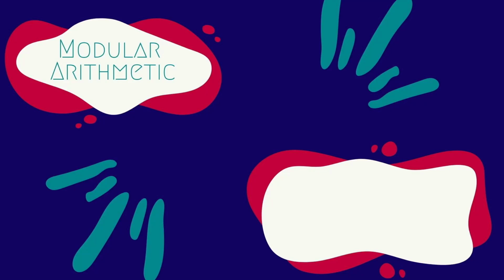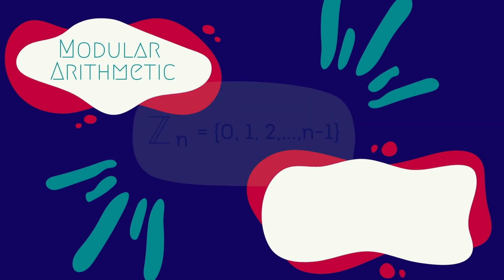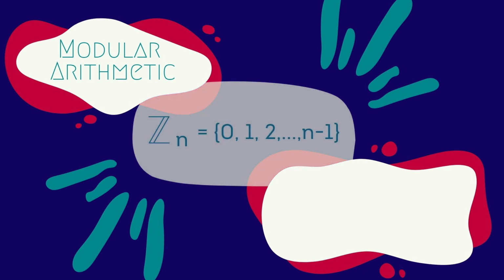In this video, I'm going to introduce modular arithmetic by defining it and giving some examples. We start by introducing the notion of Zn. This is the set of integers from 0 through n minus 1. For example, Z5 would be the set containing 0, 1, 2, 3, and 4.